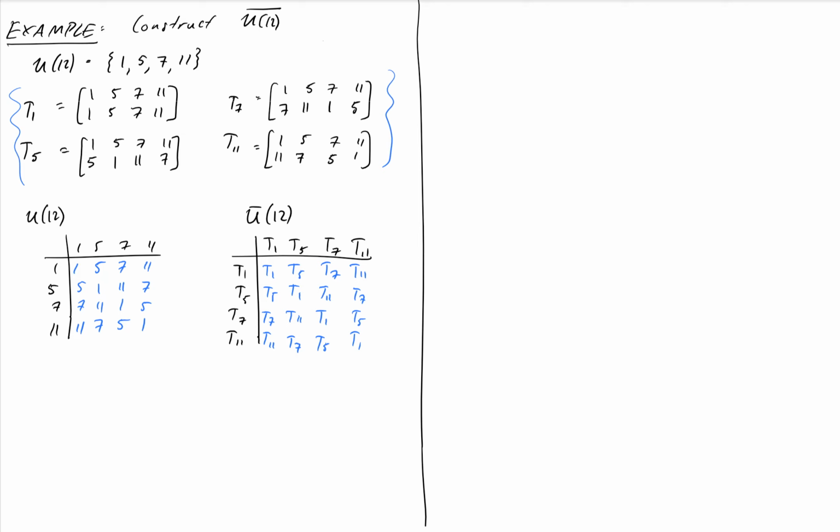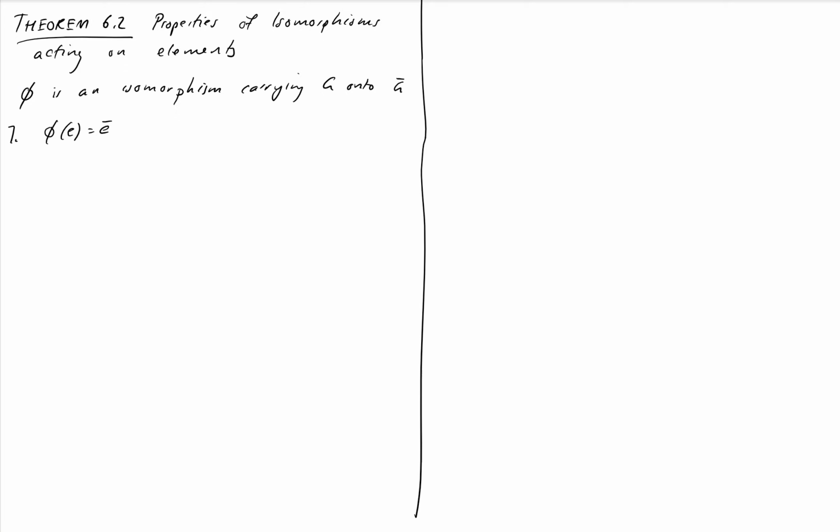Okay, so we're going to finish off this video by stating a bunch of properties of isomorphisms, just so we know what it is we can test when we're trying to see whether or not two groups are isomorphic. Right, so our first theorem is properties of isomorphisms that act on elements. So for the following list of properties that I'm going to give you, this is theorem 6.2 in Gallian, by the way. Phi is an isomorphism that takes G onto G bar.